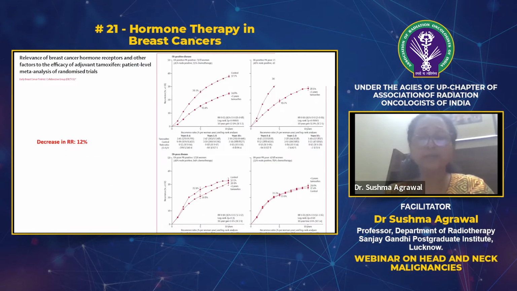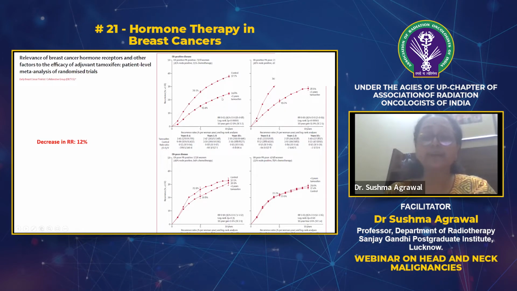Now, a little bit of results are important. The Early Breast Cancer Trialist Group showed that the use of tamoxifen decreased the recurrence rate as compared to the control by 12% in ER positive, PR positive patients. And as the ER positivity diminished in the lower down graphs, ER poor disease, the benefit with tamoxifen diminished. So what we can understand from this slide is that the benefit is to the tune of 12% in decreasing the risk of recurrence with the use of tamoxifen in ER positive patients.